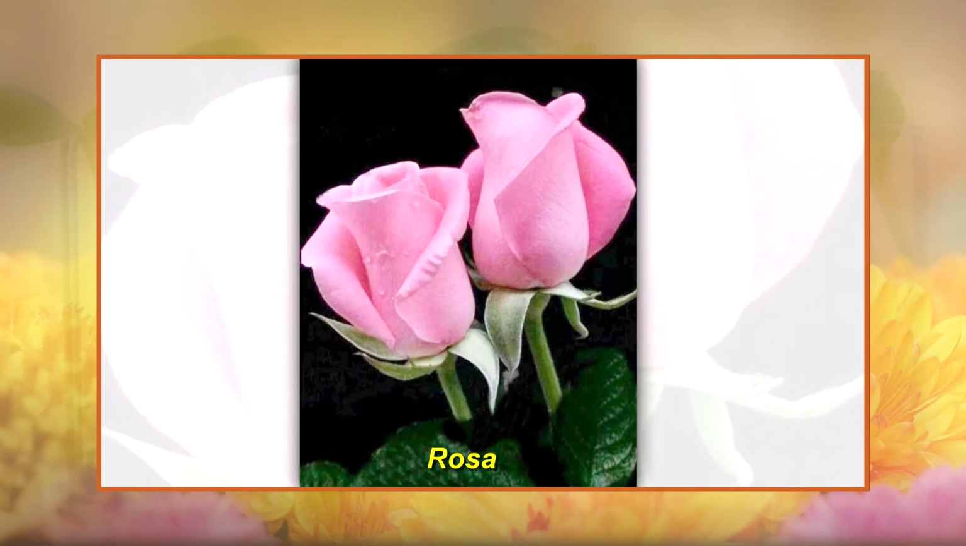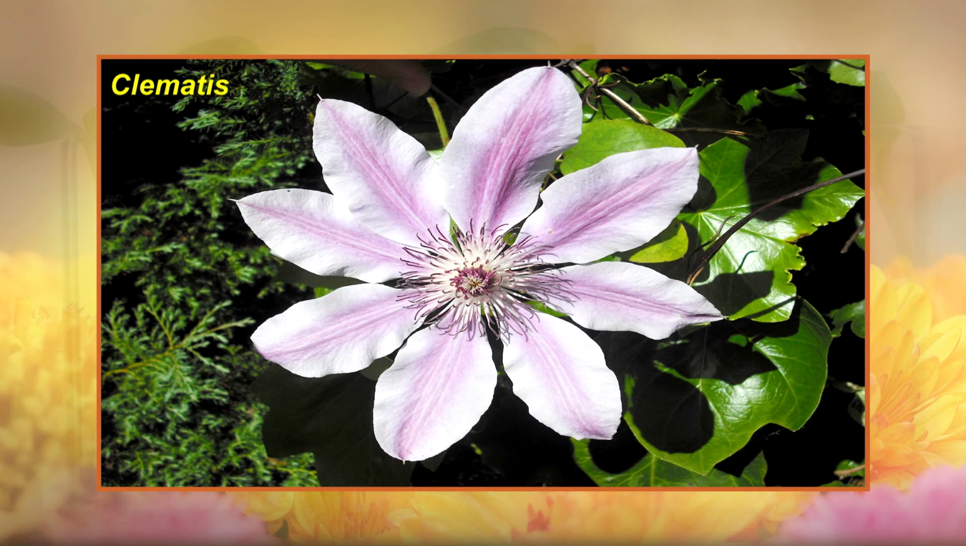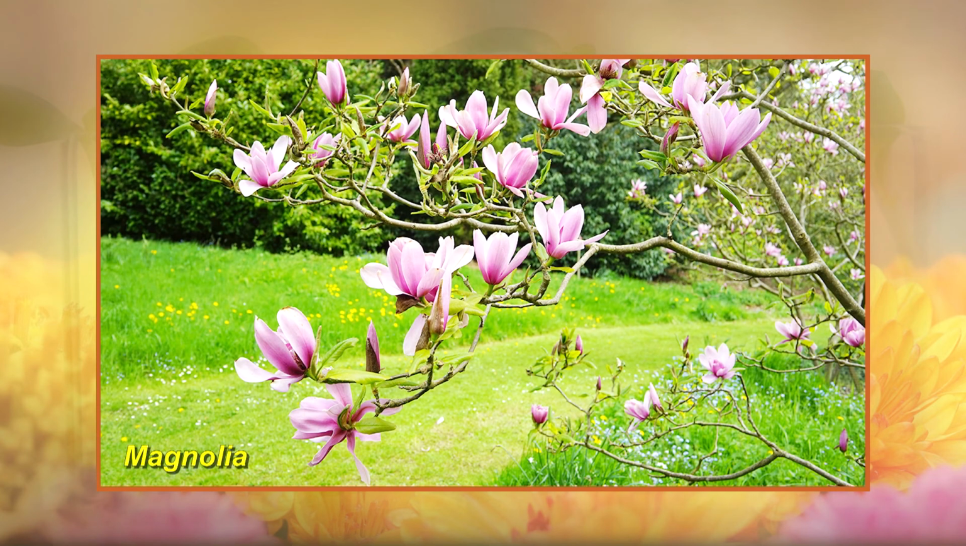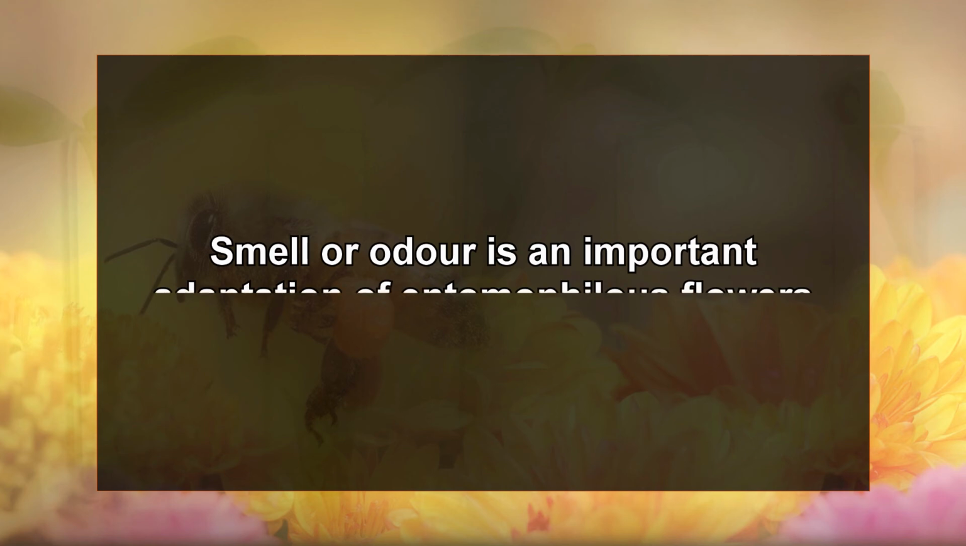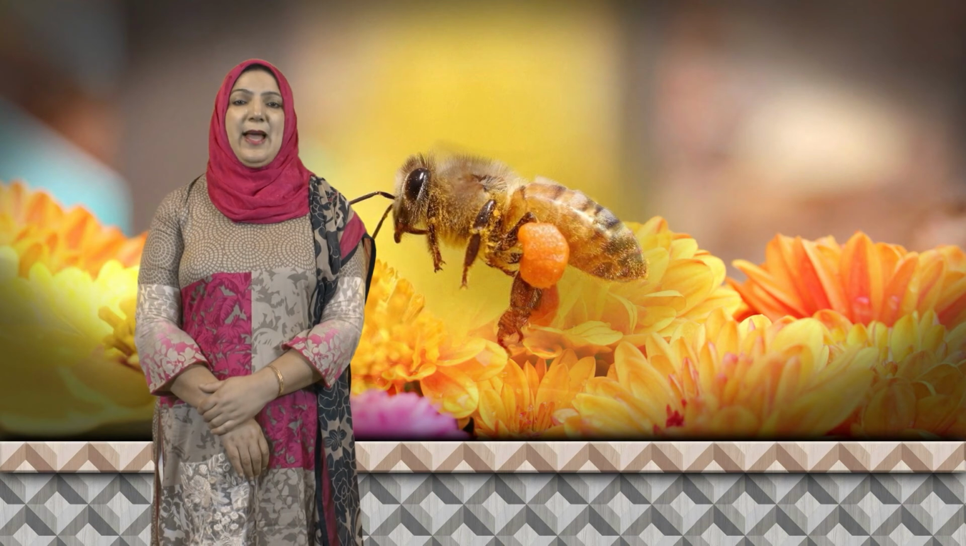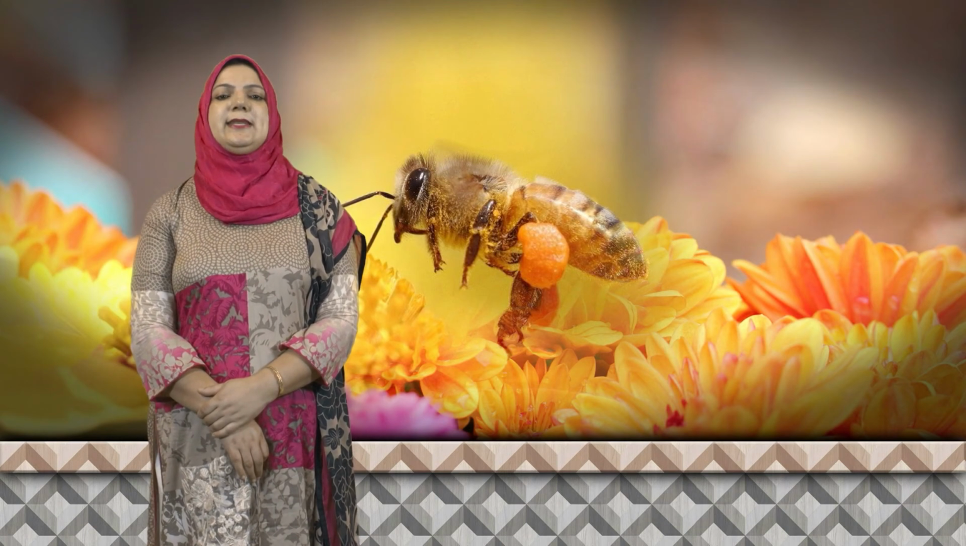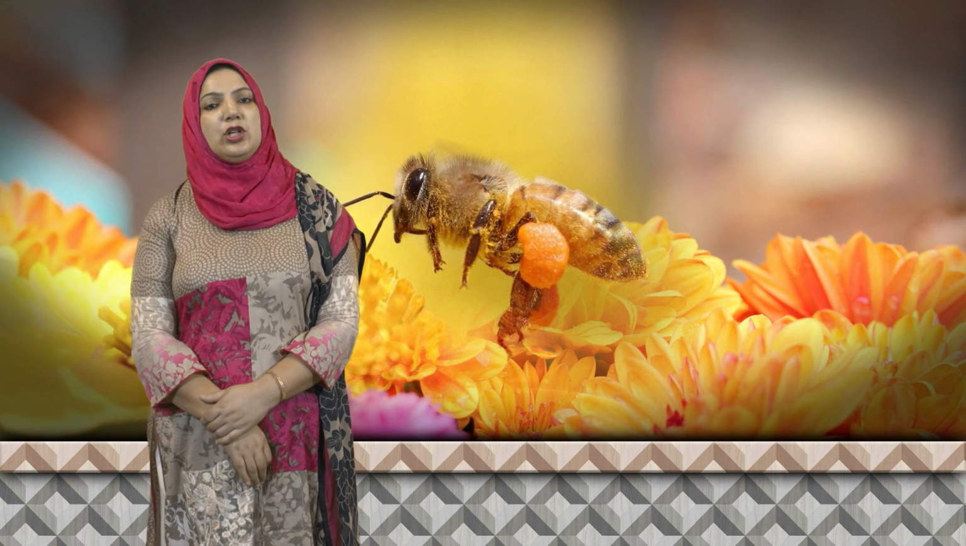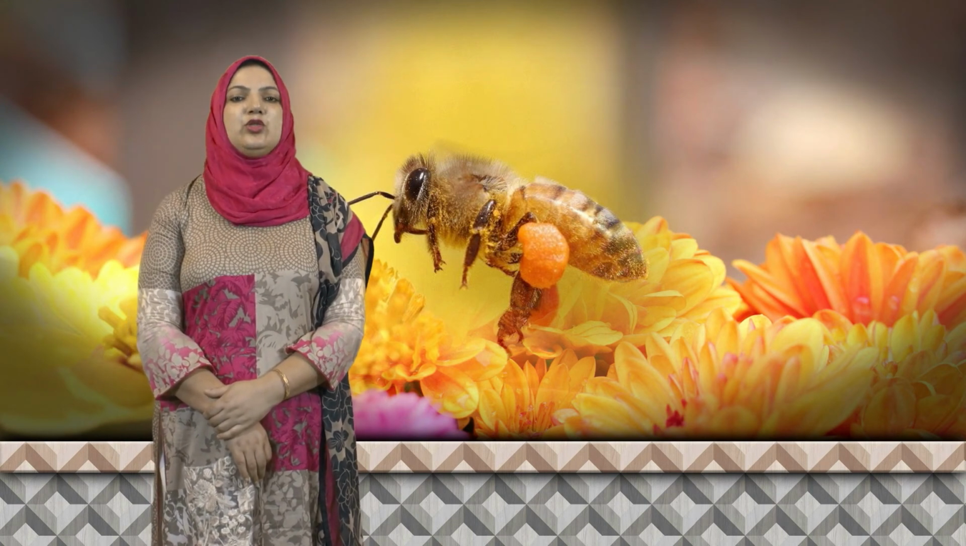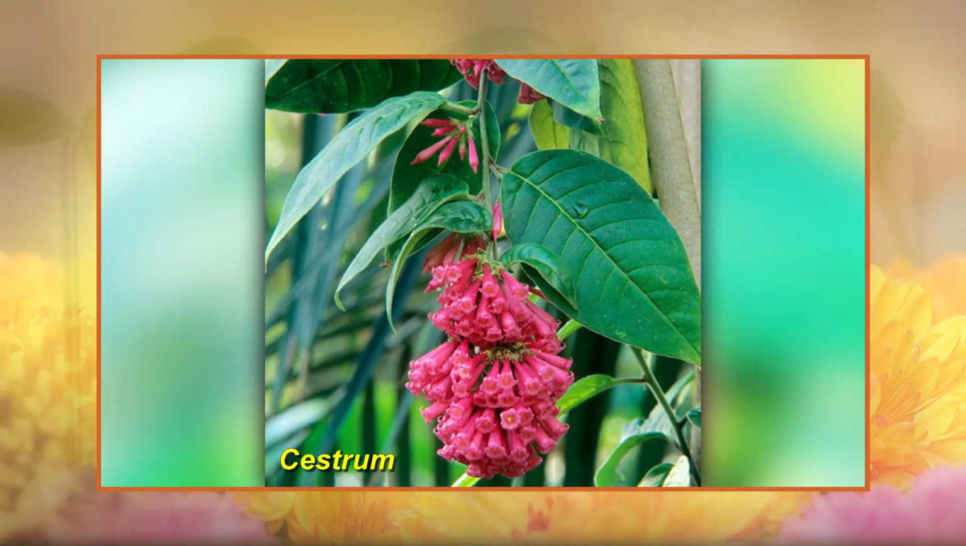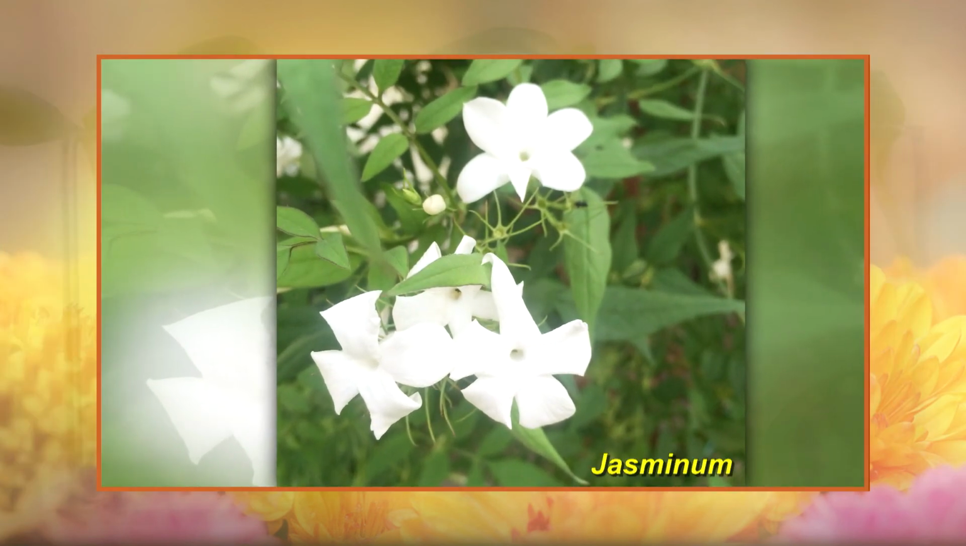Edible pollen are produced by some entomophilous plants like Rosa, Clematis, Magnolia, etc. Smell or odor is an important adaptation of entomophilous flowers. The smell or odor is used as an important attractant by nocturnal entomophilous flowers, which bloom and emit smell at night to attract insects when the color of the flower has no role for attraction, as in Cestrum, that is the night queen, and Jasminum, the common jasmine.